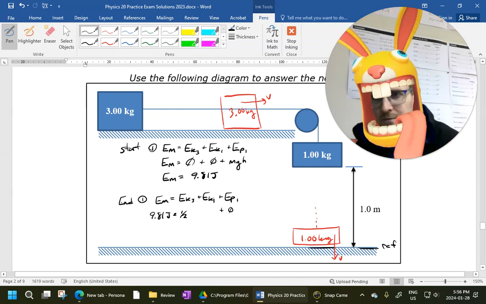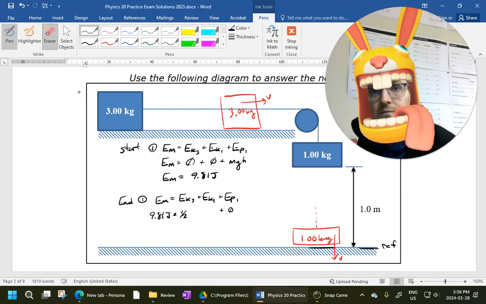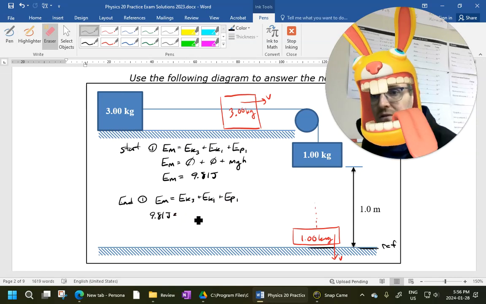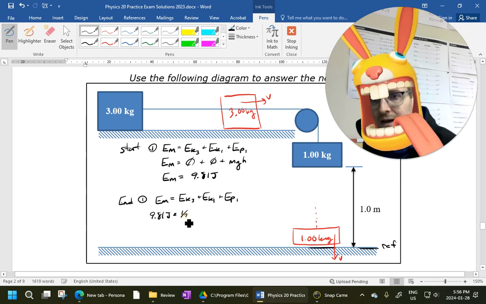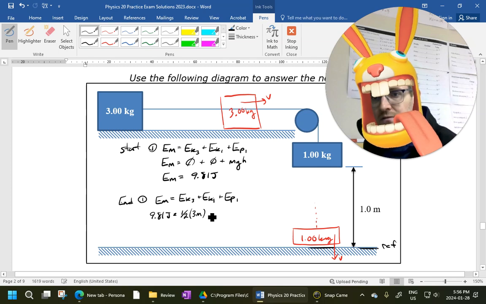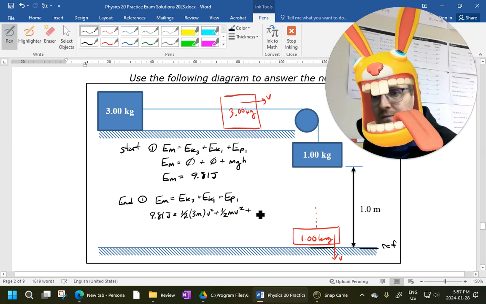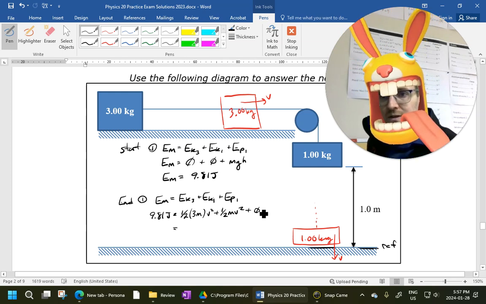Now this is where I'm going to have a little bit of fun here, right? You might be thinking, what is Mr. Allen going to be doing here? I'm trying to avoid kinematics as much as possible. So this is going to be 1/2 (3m)v squared, and this one's just going to be 1/2 mv squared, because this other mass is 3 times the other size, and plus 0. Okay. So what I'm going to do, this plus 0 doesn't really do too much.